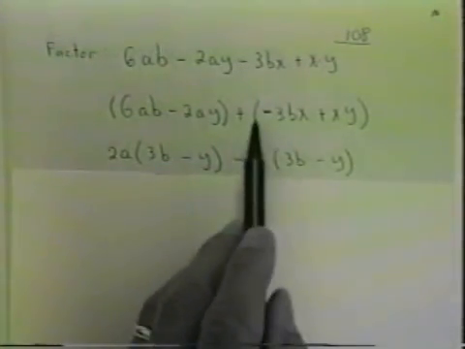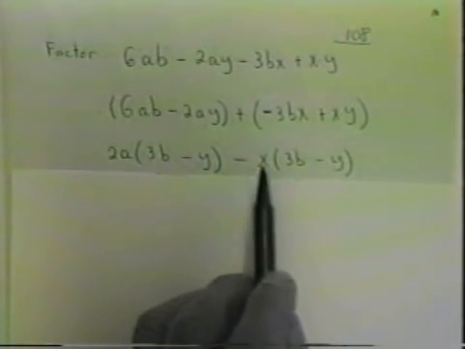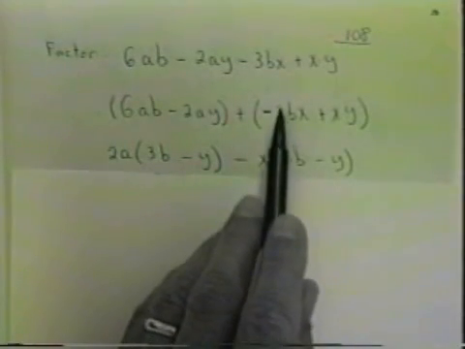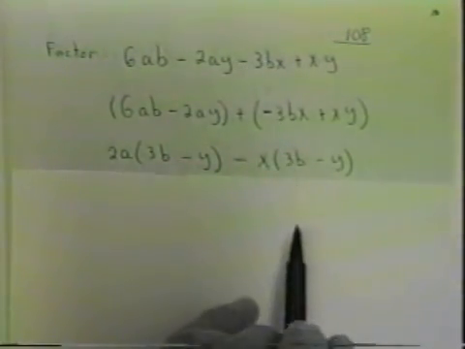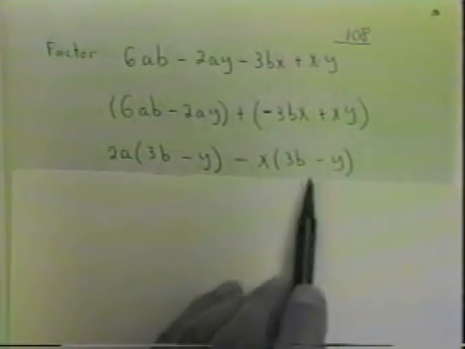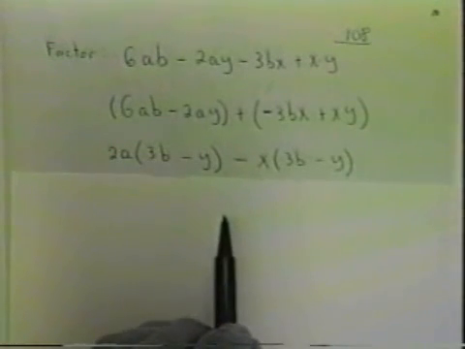Now I'm going to divide out the negative x from the second pair. A negative x into a negative 3bx is 3b, because a negative divided by negative is positive. Then a negative x into a positive xy is a negative y, because a positive divided by negative is negative.